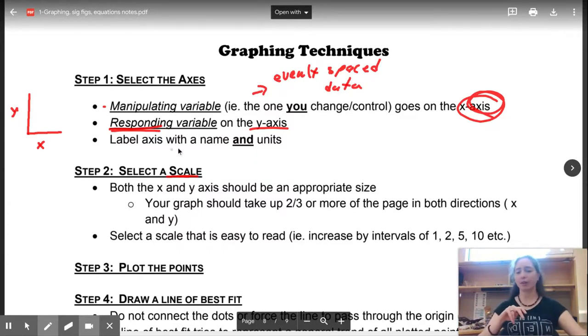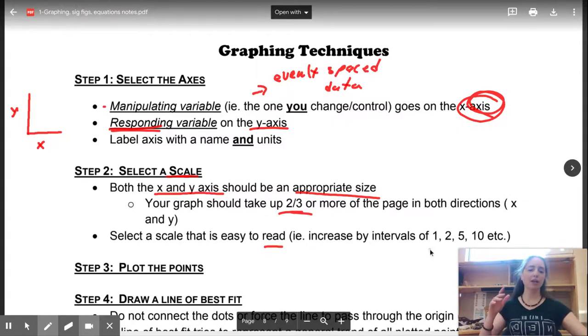So, ladies and gentlemen, your x and y axis should be an appropriate size. They don't have to be the same scale. And once again, it should take up 2/3 or more of the page, both x and y. I want a big graph. Now you're going to select a scale that's easy to read. So intervals of 1, 2, 5, 10, etc. So we're going to look at how to do this in a moment with a practice problem, and we're going to go over this.